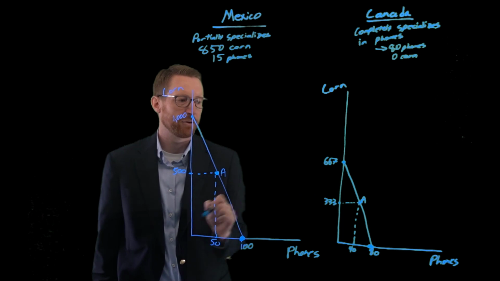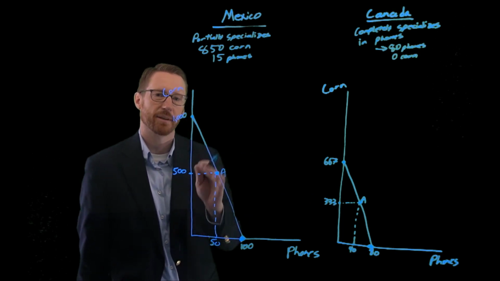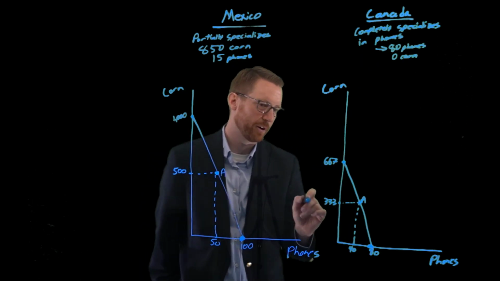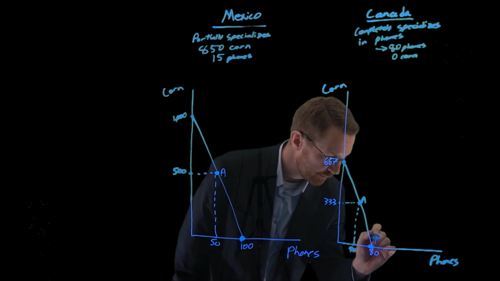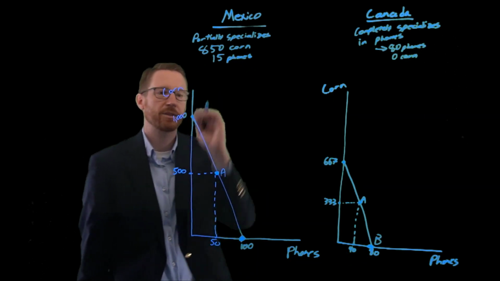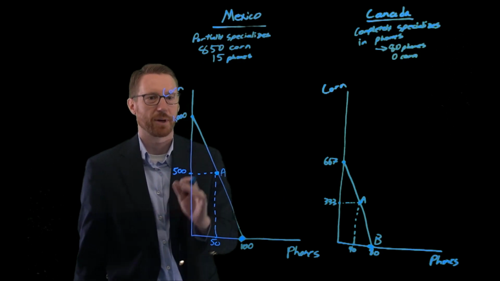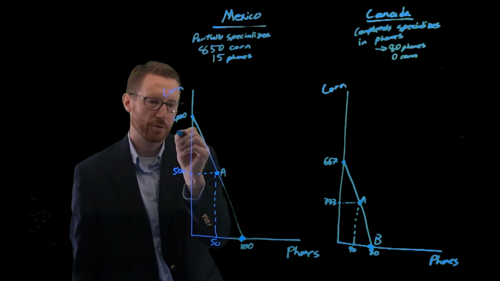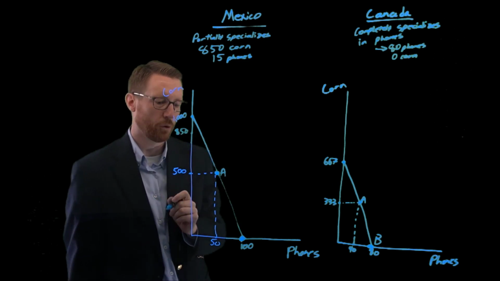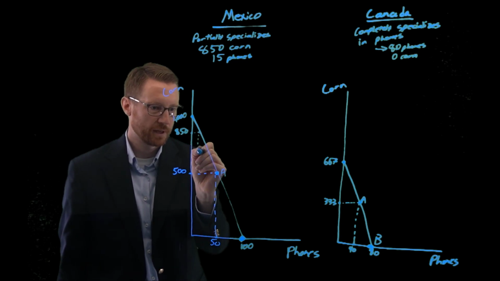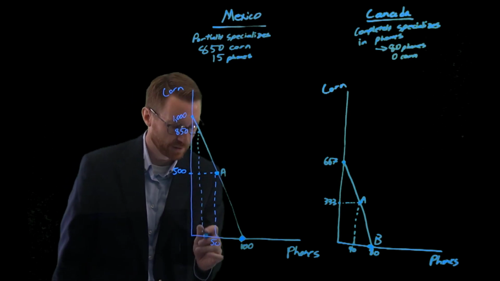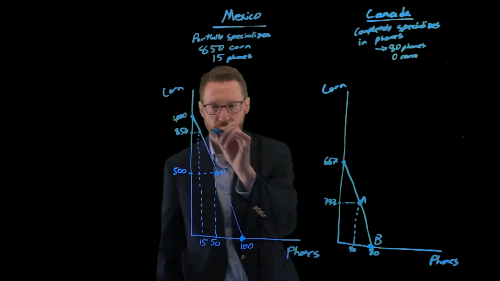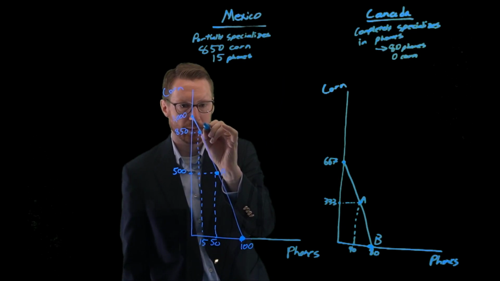Alright, so the countries started out in autarky, then they specialized. Let's mark those points in. So for Canada, completely specializing in phones, 80 phones and 0 corn, that's going to be point B. Mexico doesn't completely specialize, right? They don't go completely into corn and 0 phones. Instead, they produce 850 corn, but are still producing a few cell phones. So they're still producing 15 phones. So we'll label that as point B.